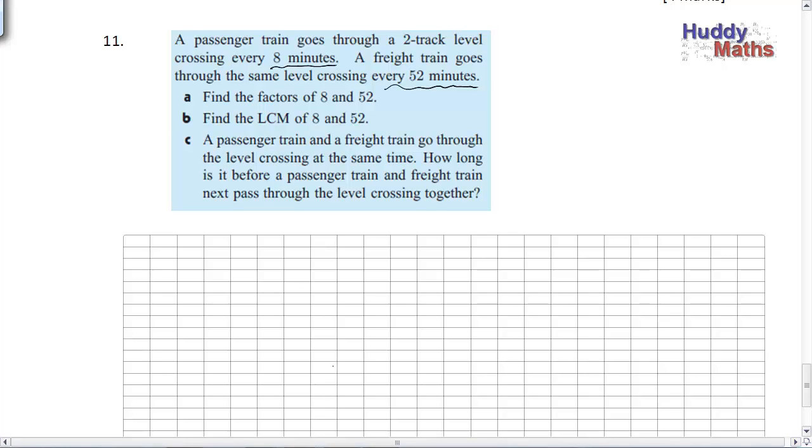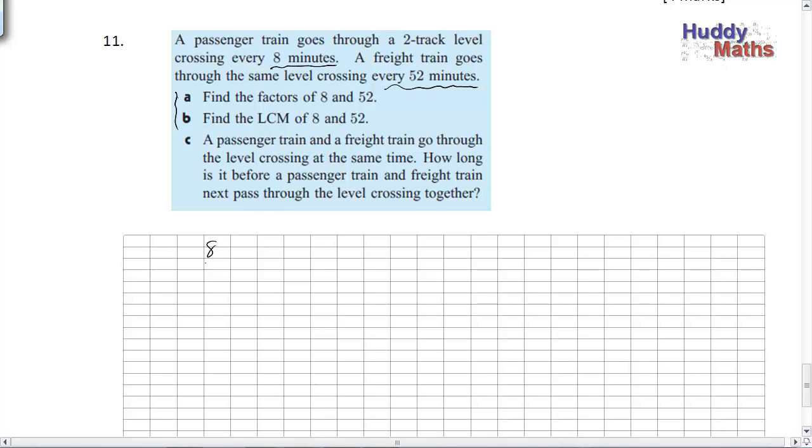Now they're leading you on here to give you a clue that it's got something to do with LCM and HCF. So let's find the factors of 8 and 52 and the LCM of 8 and 52. I'm going to do it slightly differently this time. I'd like to do it a bit more mathematically.